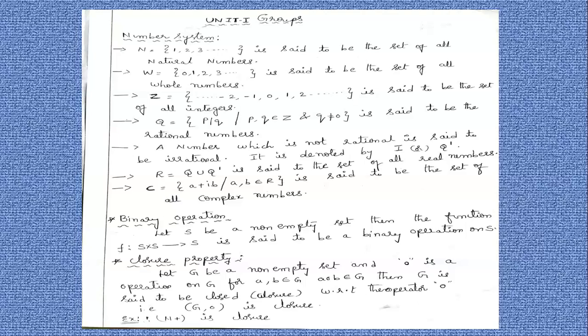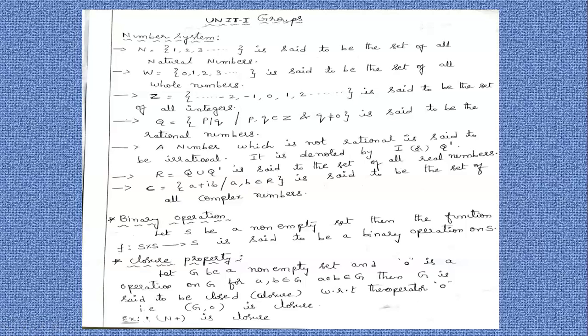Now we are discussing binary operation. Let S be a non-empty set. Then the function F, a mapping from S cross S to S, is said to be a binary operation on S. Simply, we denote it as circle.